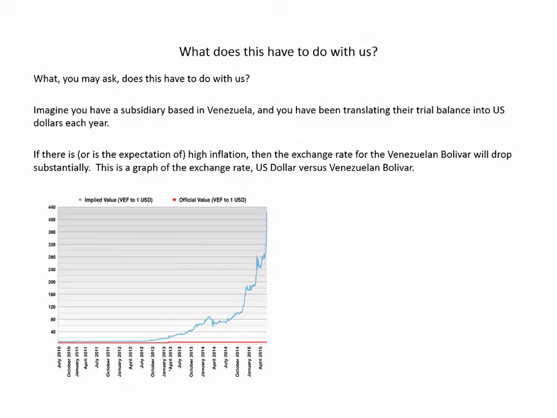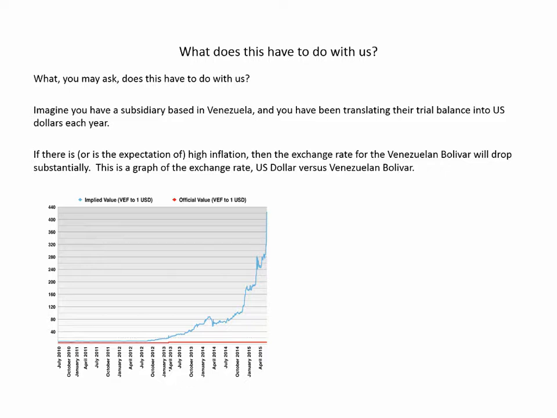Now, what, you may ask, does all of this have to do with us? Imagine that you have a subsidiary based in Venezuela, currently one of the more inflation-prone economies, and you've been dutifully translating their trial balance into US dollars each year. Now, if there is, or is the expectation of, high inflation, then the exchange rate for the Venezuelan bolivar will drop substantially, because if there's high inflation, that means the bolivar will buy less, which means the bolivar itself is worth less.